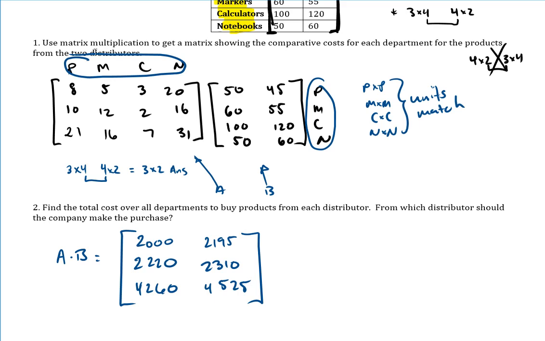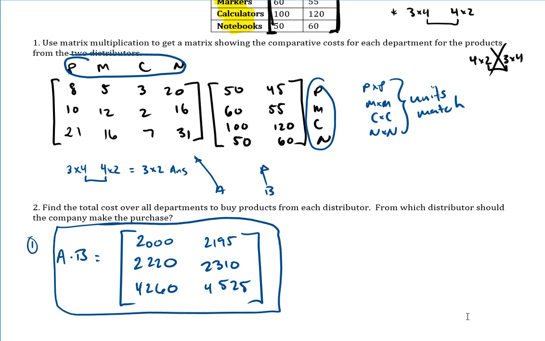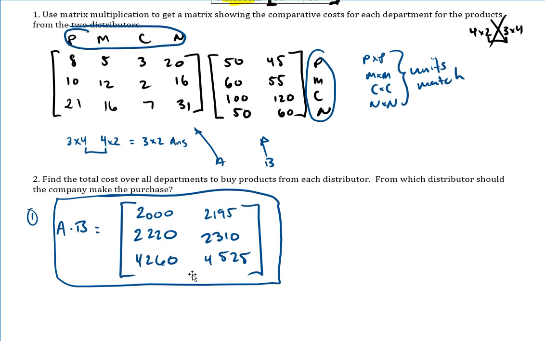Now, actually, let me read this number 1. This might be the final answer that they actually wanted for number 1. I was mostly concerned with setting it up. Okay, so use matrix multiplication to get a matrix showing the comparative cost for each department for the products from the 2 distributors. Okay, so this is probably the final answer for number 1, not just the setup. And then from here, we're going to take it and answer number 2. So this right here, I'm going to say number 1. That is our final answer. Okay, so I got distracted. I was focused on just the setup. Here is the final answer for number 1, though.